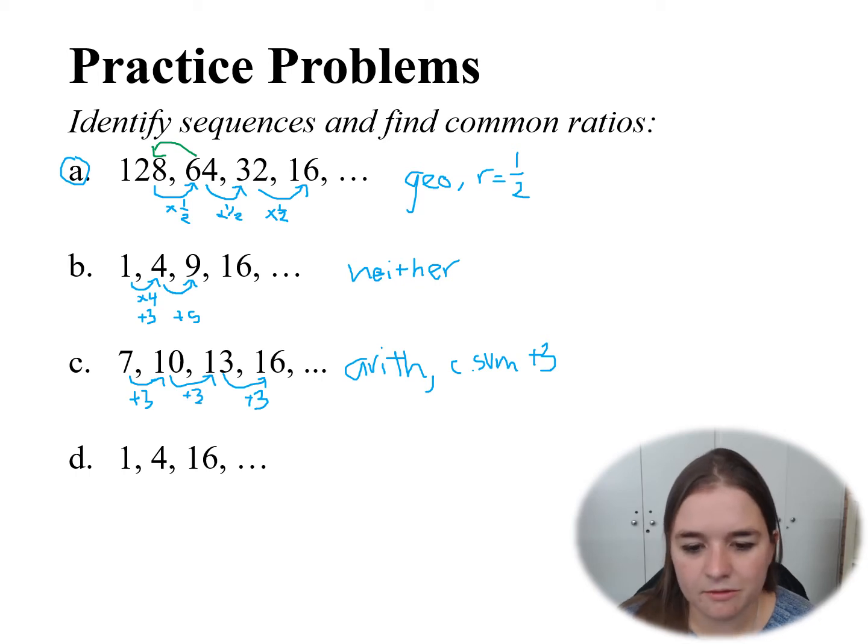The last one, 1, 4, 16. Well, if I want to go 1 to 4, that's either times 4 or plus 3. But then 4 to 16, well, again, that's times 4. So I know that this one has a geometric sequence with a common ratio of 4.